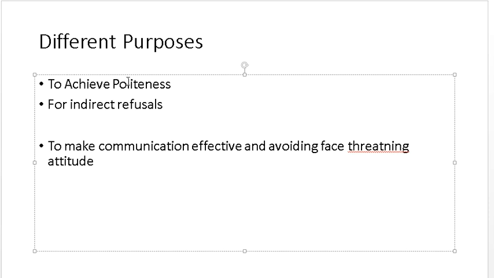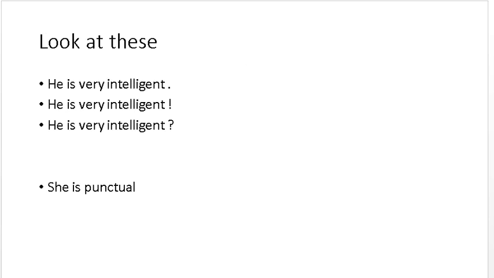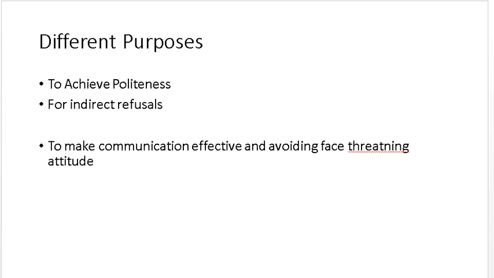Why do we use paralanguage? We are talking about communication and effective communication. Sometimes users can use paralanguage to achieve politeness. Refusing someone is quite difficult, it's not so easy. So if you want to refuse someone politely, we can use paralanguage or indirect messages. To make our communication more effective and avoid face-threatening attitudes of the interlocutors, we can use paralanguage. It's up to the user how he is using it.